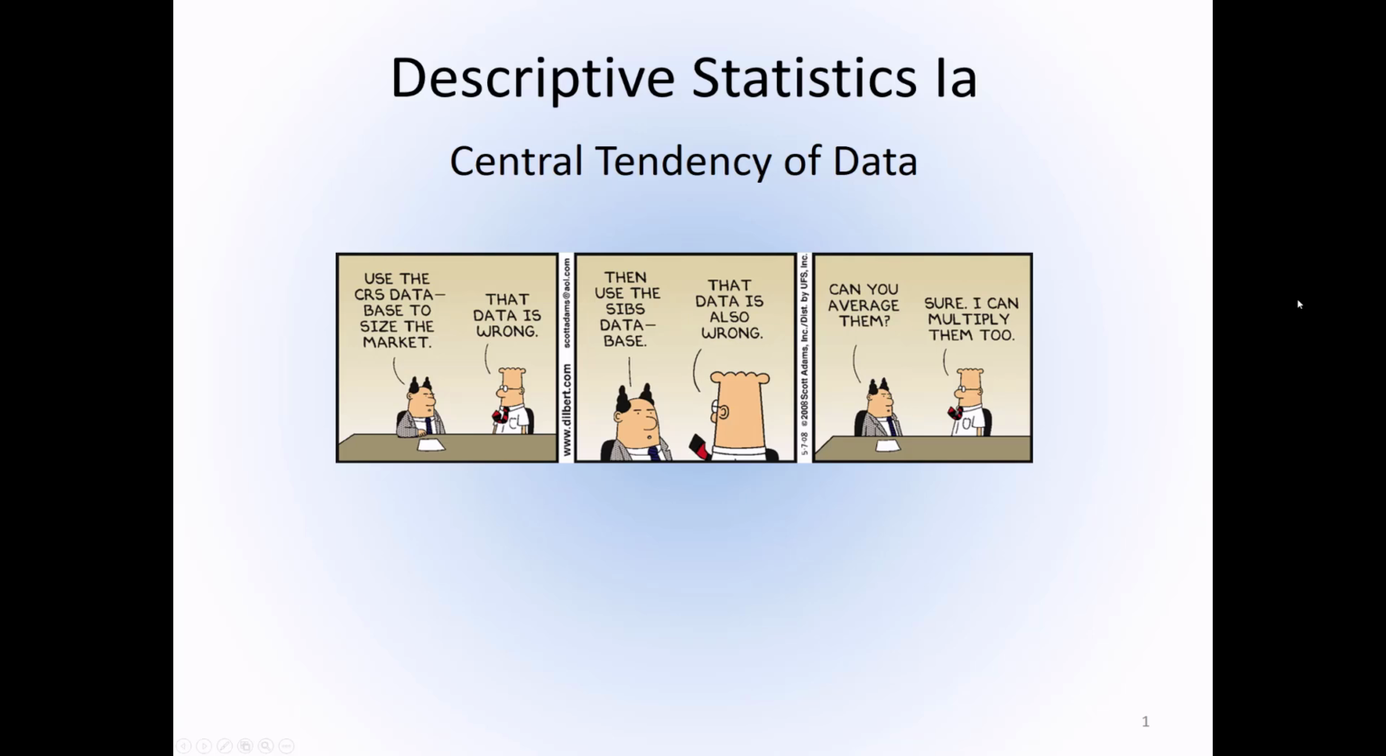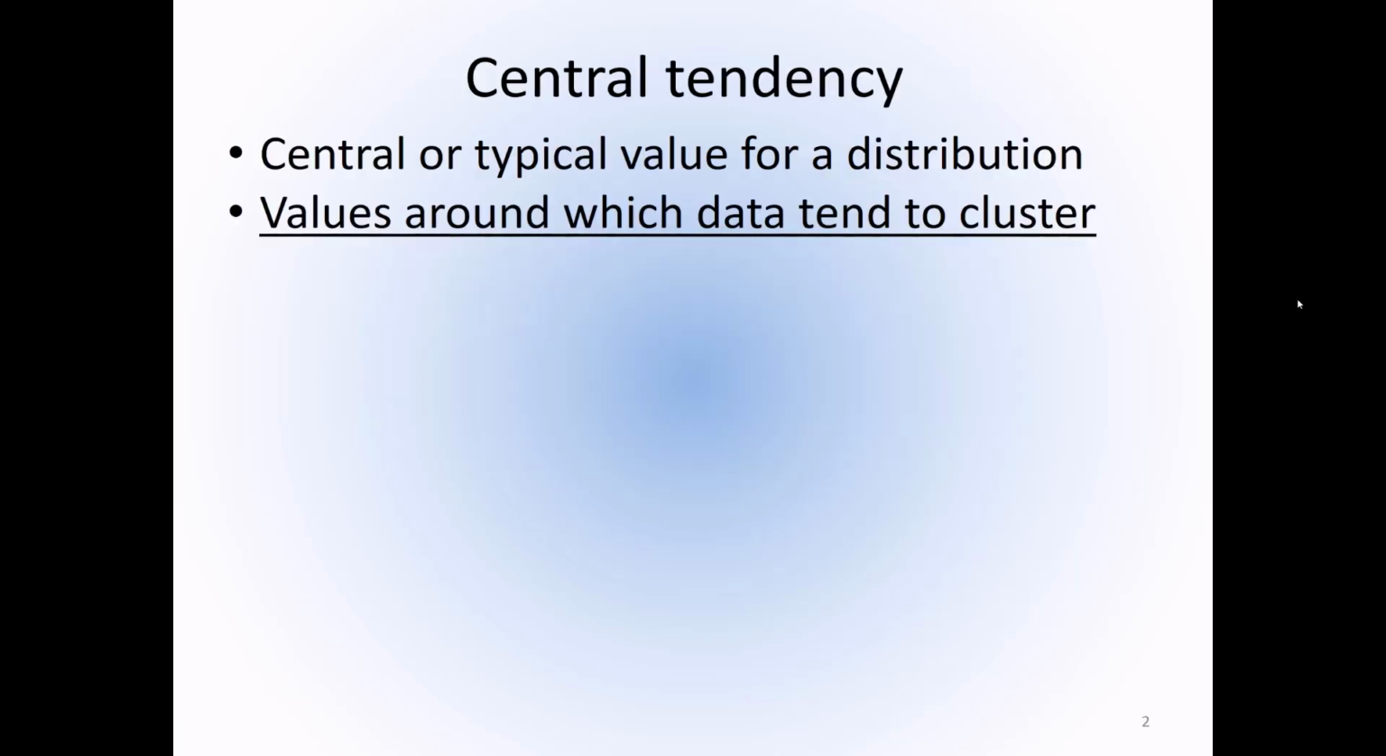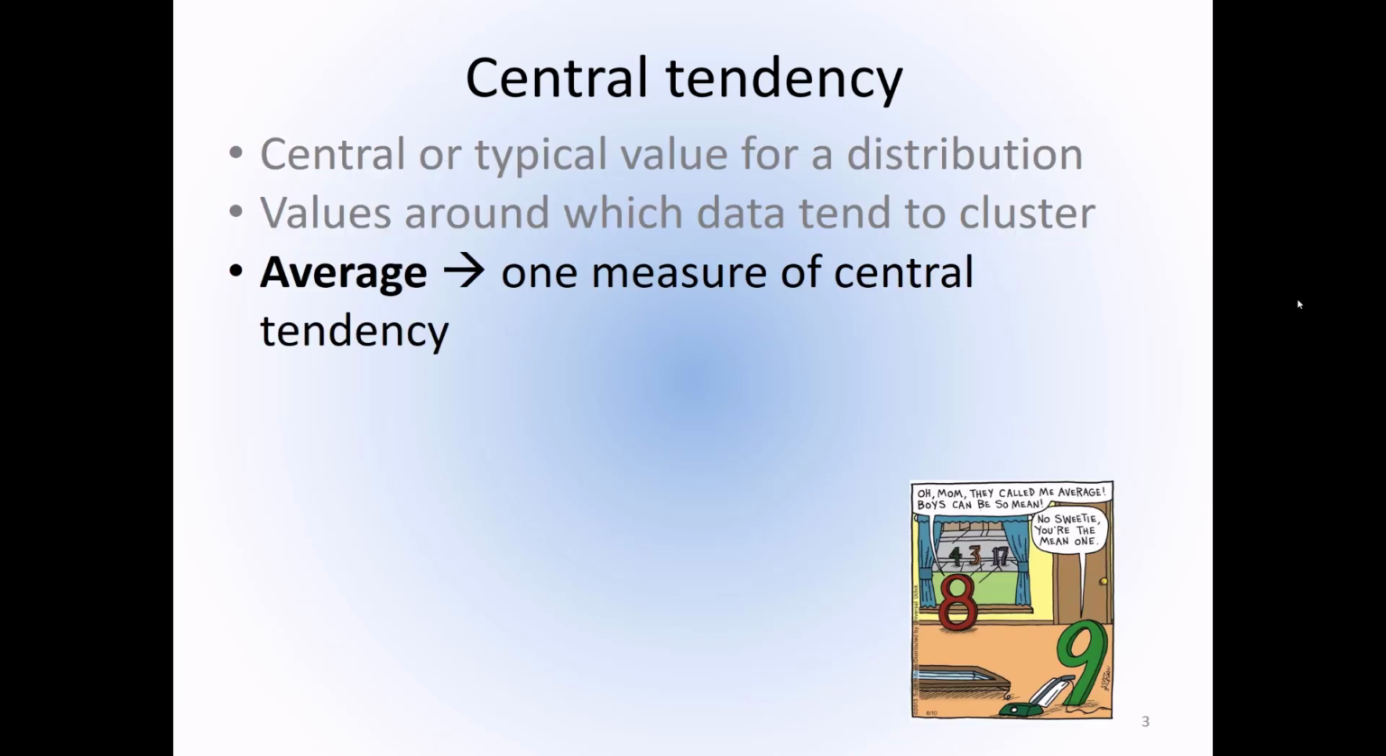Several other descriptive statistics in a series of videos that discuss central tendency and dispersion. So these next two videos are going to focus on central tendency. And this is the value or values in which our data tend to cluster around. And oftentimes we think about this as the average, but an average is only one type of measure of central tendency. We're going to discuss both in this video and in the next video.